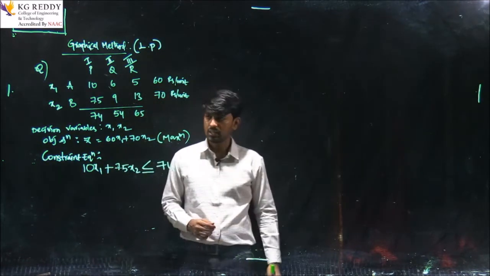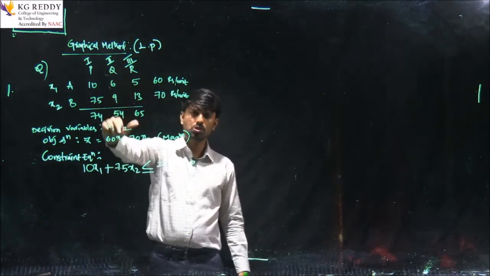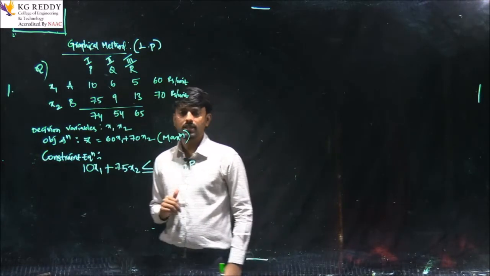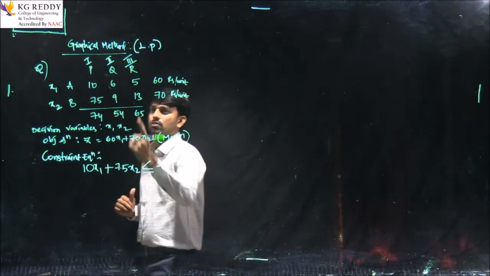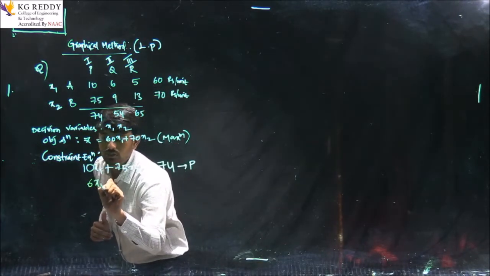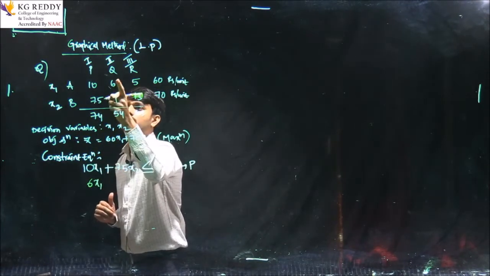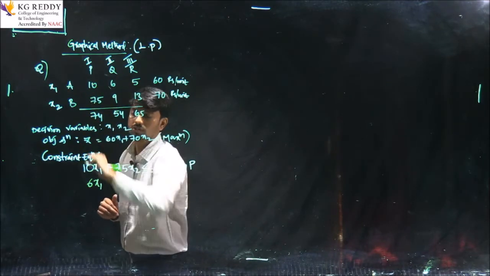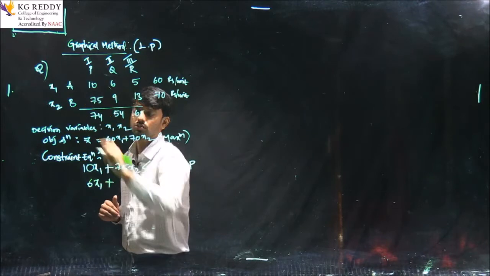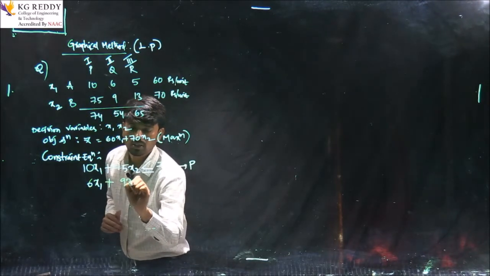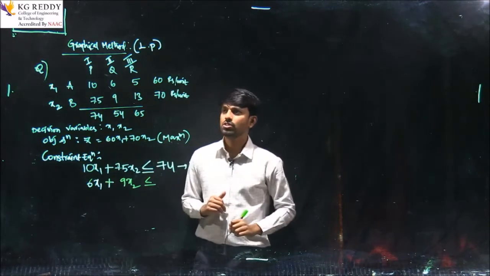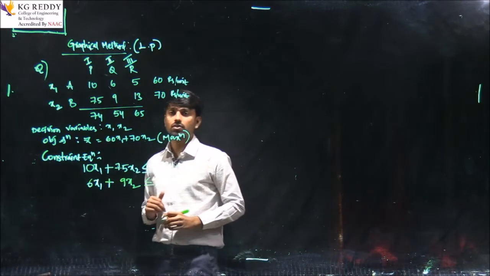Can you write the second equation for machine Q, because it is the second constraint? Please try to write it. For the second equation, 6 into x1, because it takes 6 hours for 1 unit, plus 9 hours for 1 unit of product B, 9x2. What is the constraint here for machine Q? How many hours can it work?